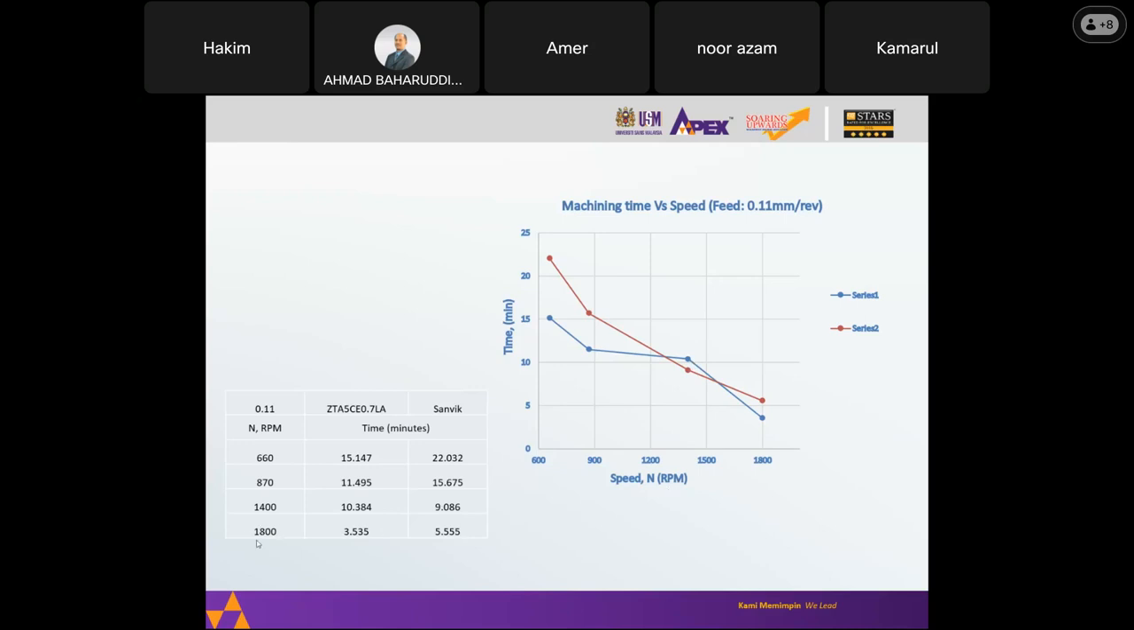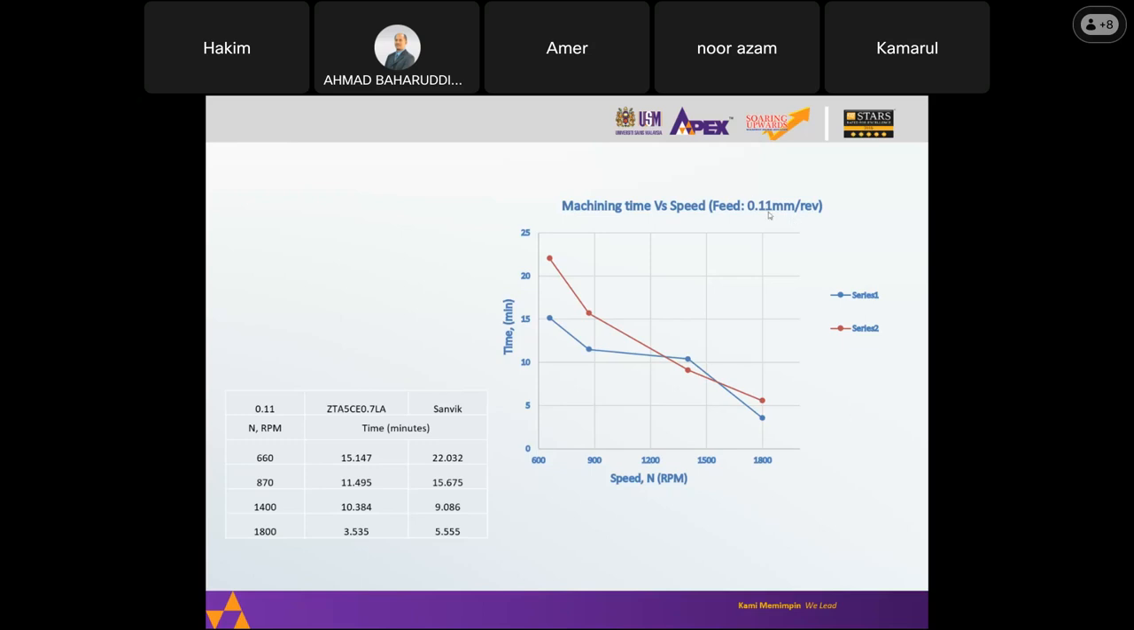I think it is because the maximum speed of the machine creates greater vibration compared to the other speeds. So because of the vibration, both tools cannot achieve more machining time compared to the other machining speeds.